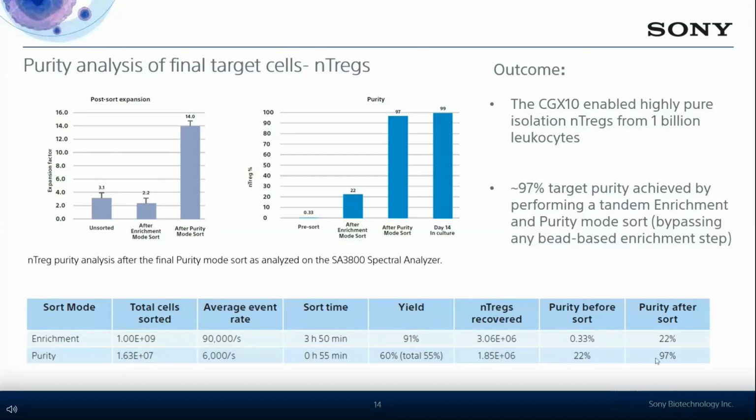We can also see in the graph in the middle that purity of the cells was maintained after the 14 days in culture, looking at the 2 rightmost bars on the graph. So we were able in this experiment to process 1 billion cells and obtain, after enrichment, a 99% pure sample.